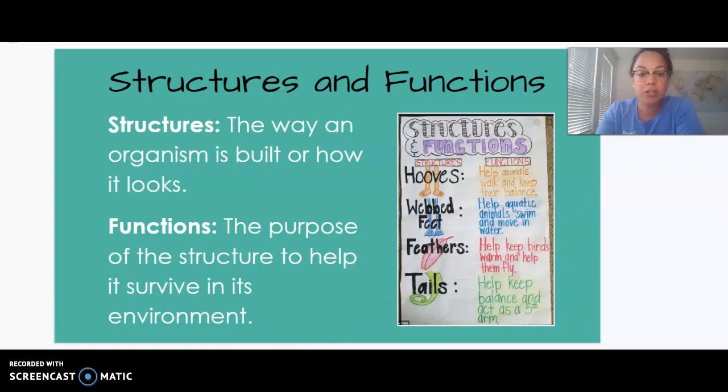Let's talk about structures and functions. Structures are the way an organism is built or how it looks. The function is the purpose of the structure to help it survive in its environment. So on this chart right here, you see some structures: hooves, webbed feet, feathers, and a tail. Well, the function, let's look at webbed feet. The function of webbed feet is that it helps aquatic animals swim and move in the water.